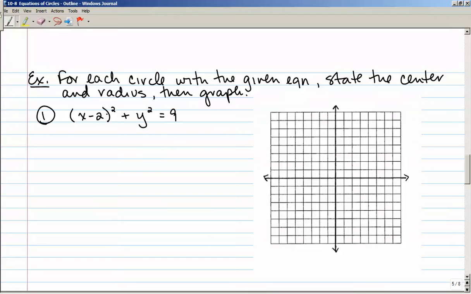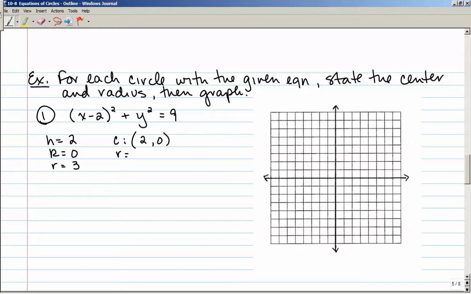So looking at this, I have x minus h. So h is equal to 2. And then y minus k. There is nothing there, so that's just a 0. My radius is going to be the square root of 9. So my radius is going to be 3. So my center is actually the point 2, 0.